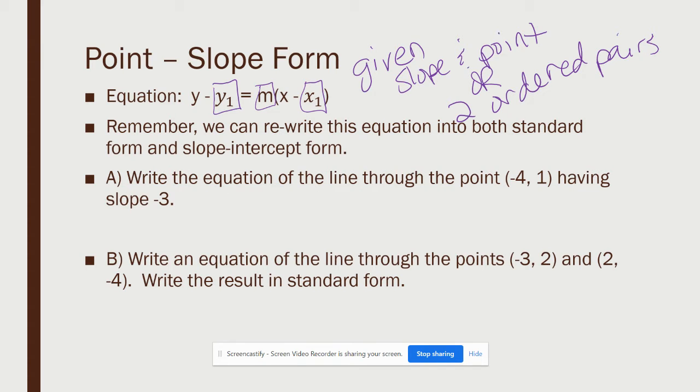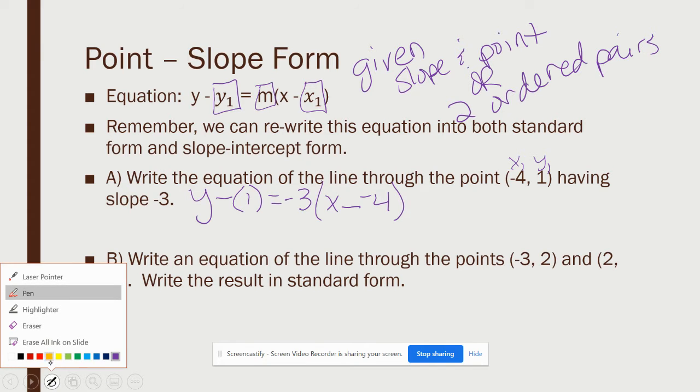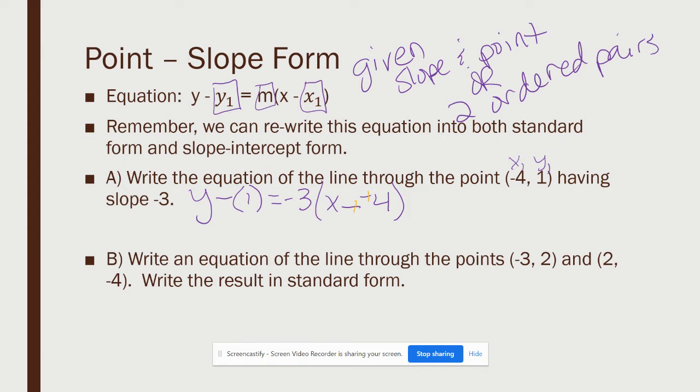So if we start here, we have a point negative 4, 1 and a slope of negative 3. We put this in point-slope form. We have y minus y1, which is 1, slope is negative 3, x minus x1, which is negative 4. We would clean this up by adding the opposite to make this y minus 1 is equal to negative 3 times x plus 4. So that would be our point-slope form.